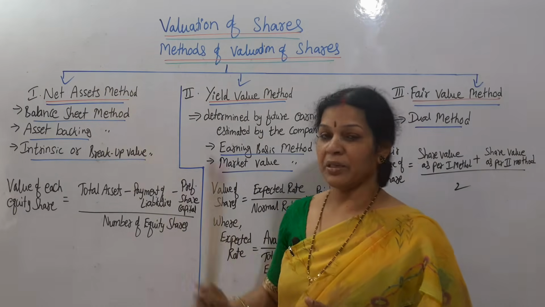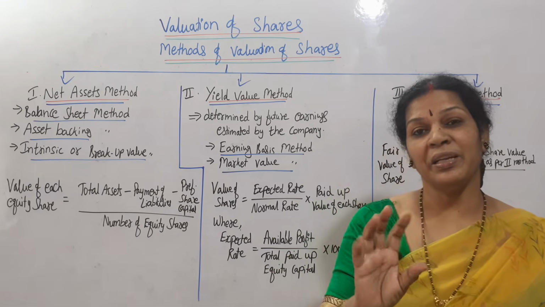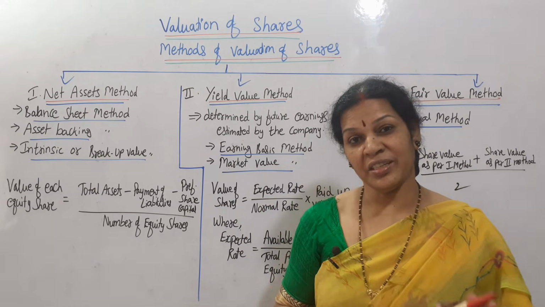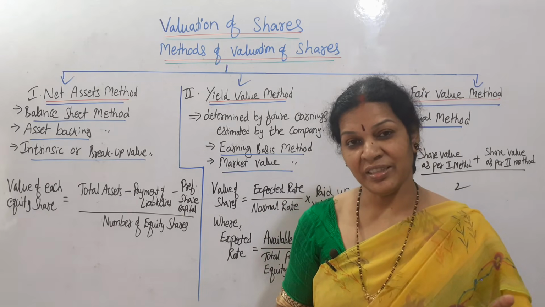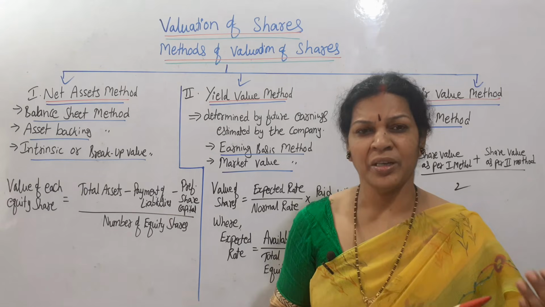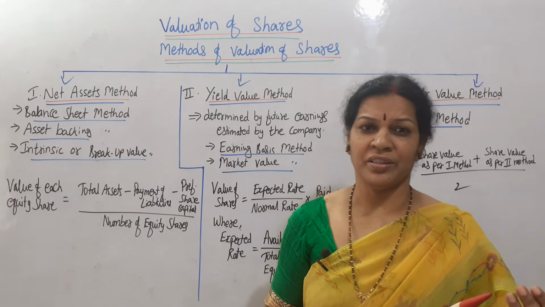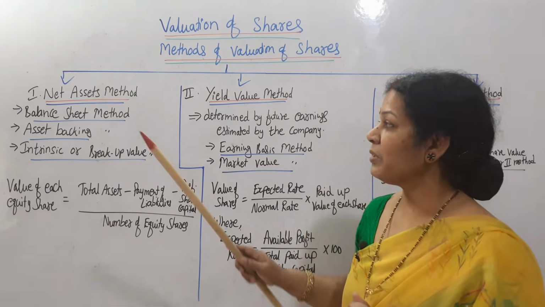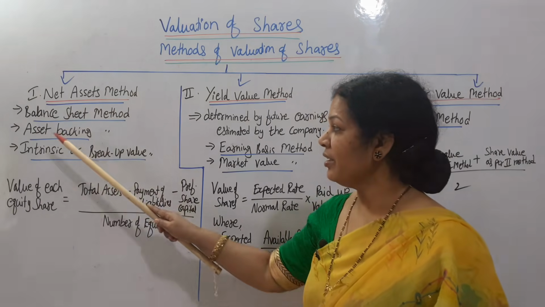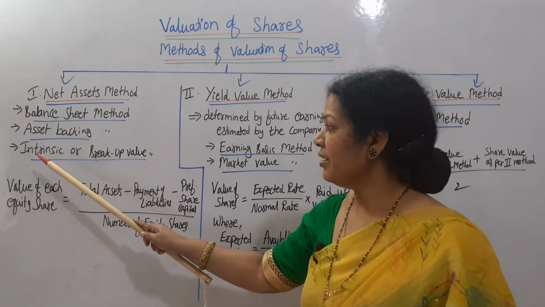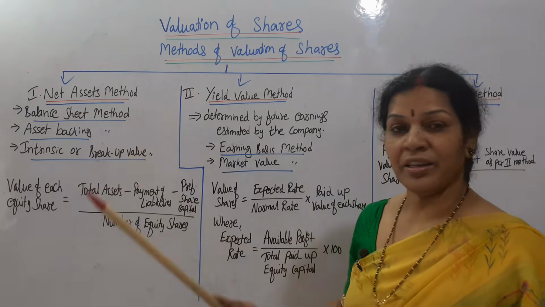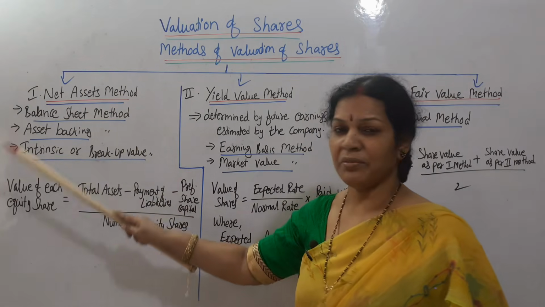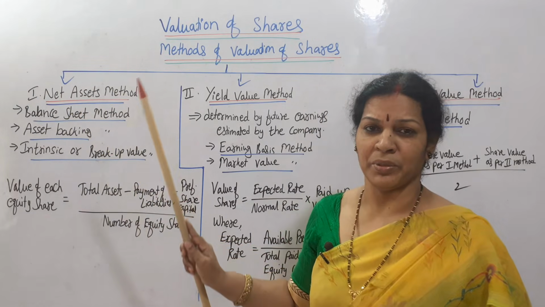First one, net assets method. It is mainly based on the net assets value. This net assets method is quite easy and easy to implement. Many companies are following this net assets method to value their shares. This method we also call the balance sheet method, asset backing method, or intrinsic or breakup value method. Anything we can call it, it is the net asset value method only.